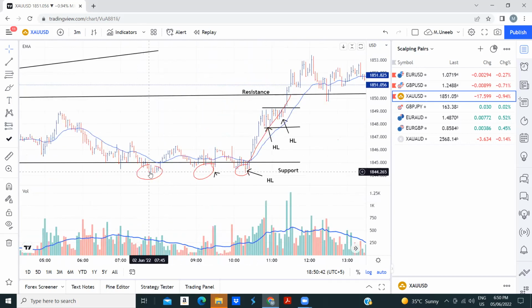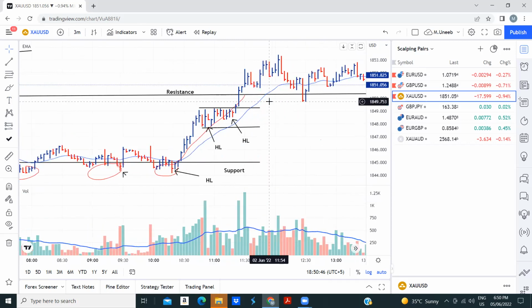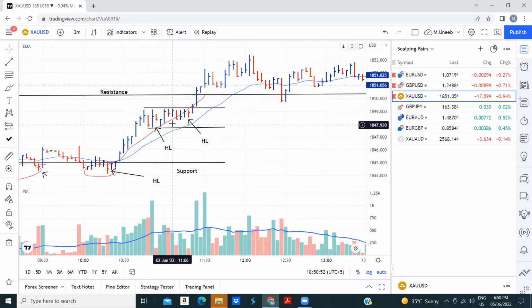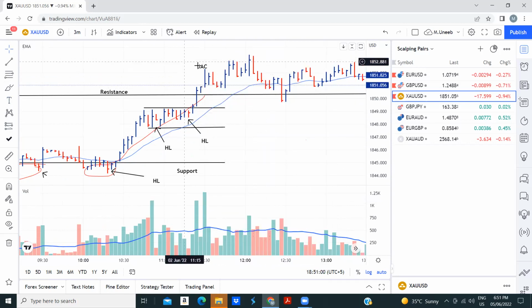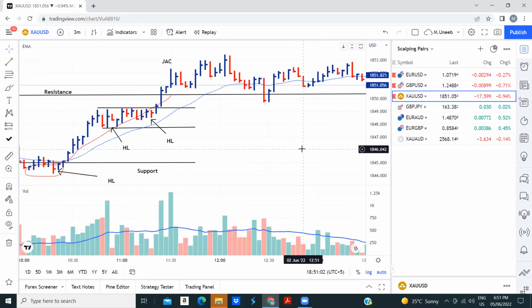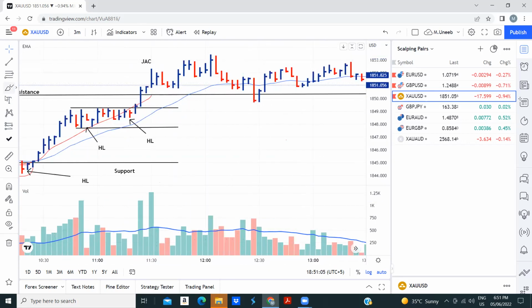So you have all 3 conditions coming together. You have a spring, you have a test of spring, another test of spring, and then you have higher lows, and then you have a build up. Everything comes together, right? And if this is a jump across the creek, right over here, jump across the creek. So what do you notice here? The price comes and tests here.